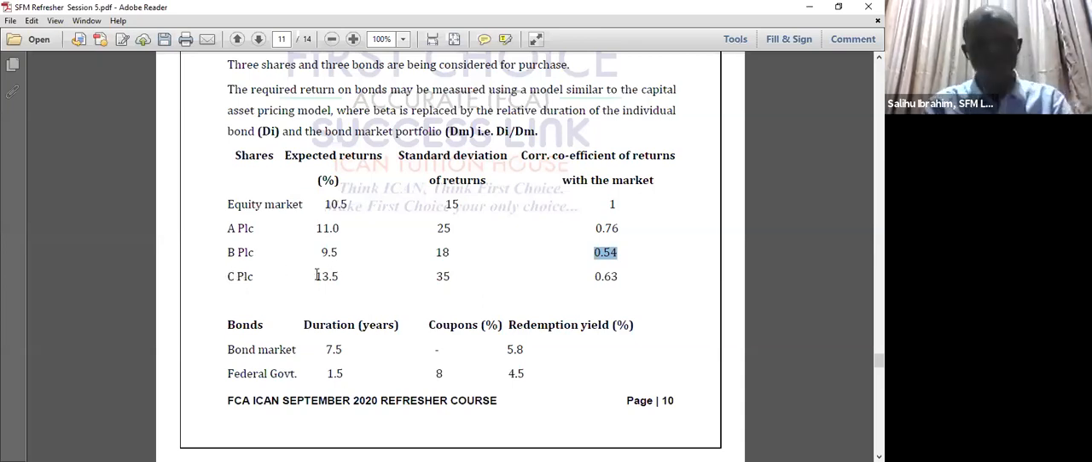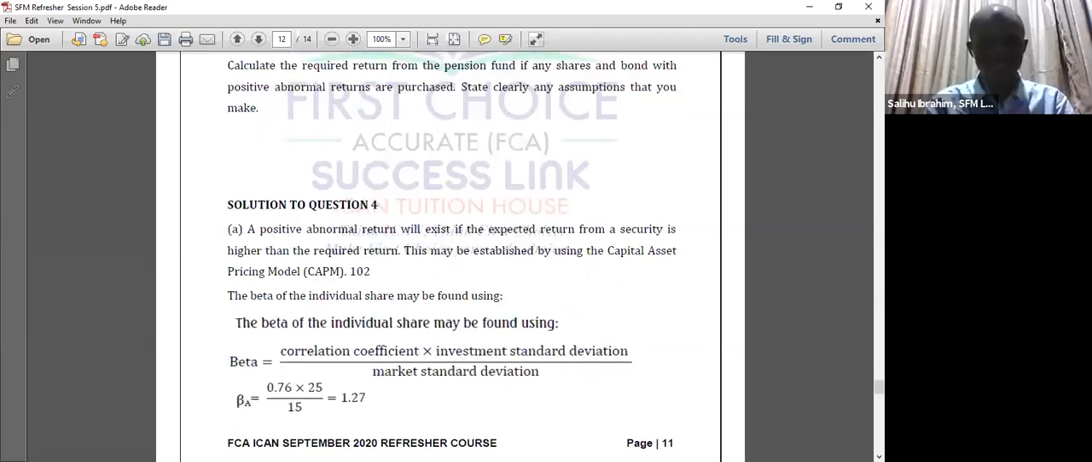Now, for CPSC, we have 30.5% expected return, 35% standard deviation, and 0.63 correlation coefficient with the market. Okay, what about the bond? For the bond, I'm not going to give you the solution.